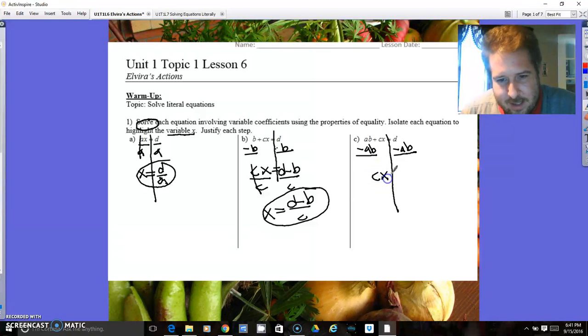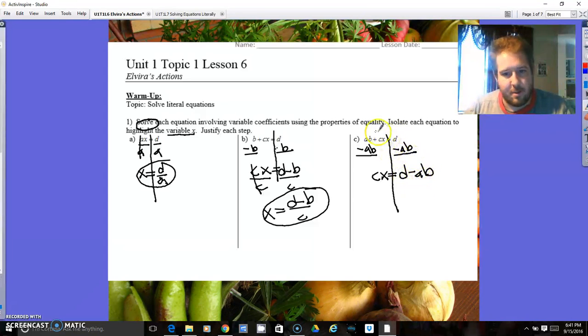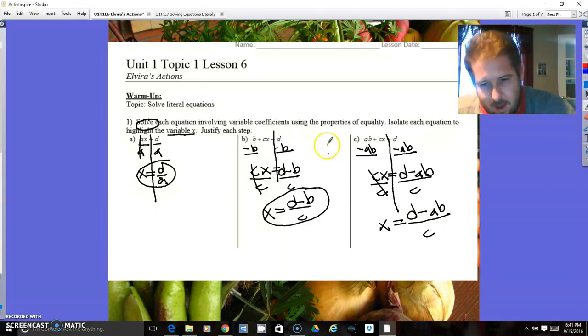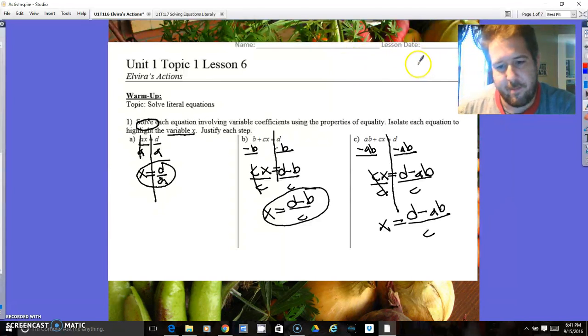So cx is equal to d minus ab. All right, because once again, you can't combine things unless they are like terms. And then the last step I'm going to do is divide both sides by c, and that is the answer, because the c's will cross out. X is equal to d minus ab. Yeah, it looks like it spells out dab. Dab divided by c. Well, it's actually d minus ab divided by c.